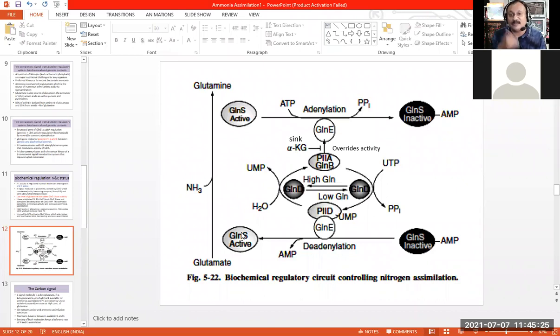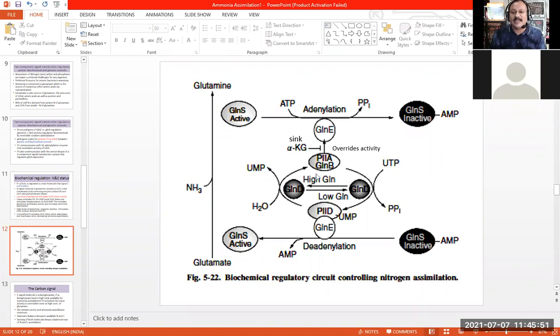Now we are going to see the other half of the story. What happens when the glutamine concentration is high? In that case, common sense will tell us that if the concentration of glutamine is high, then the cell should not make more glutamine. But who will tell the cell not to make glutamine? Once again, we have this particular sensor mechanism, and that is called biochemical regulation.